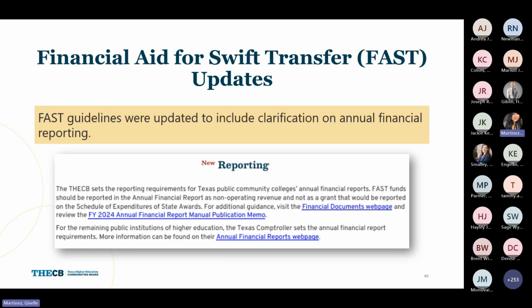And as for the financial aid for Swift transfer program, a new reporting section was added to clarify how program funds should be reported by both public community colleges and public institutions in the annual financial report.